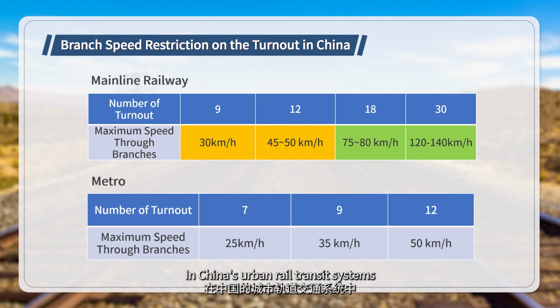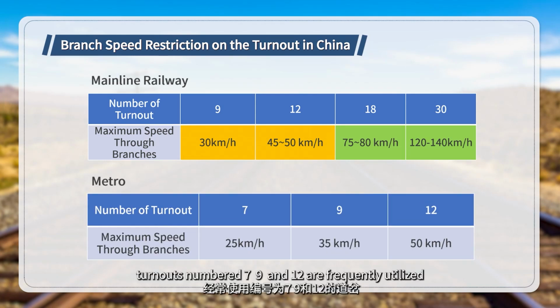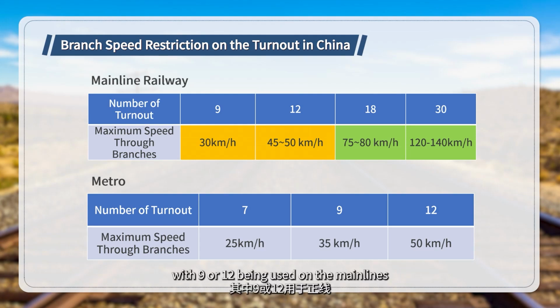In China's urban rail transit systems, turnouts numbered 7, 9, and 12 are frequently utilized, with 9 and 12 being used on the main lines and 7 or 9 in the depot areas.